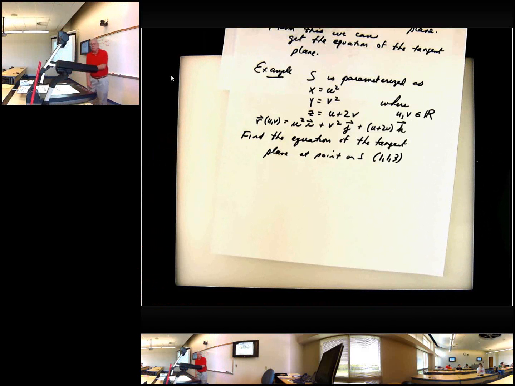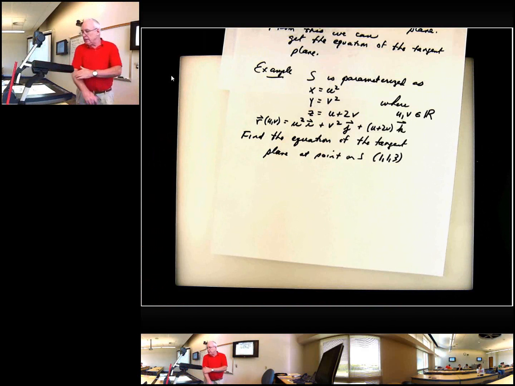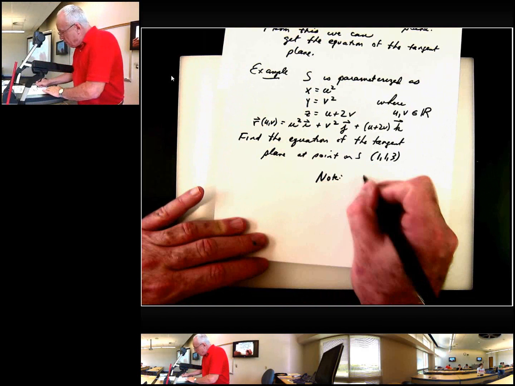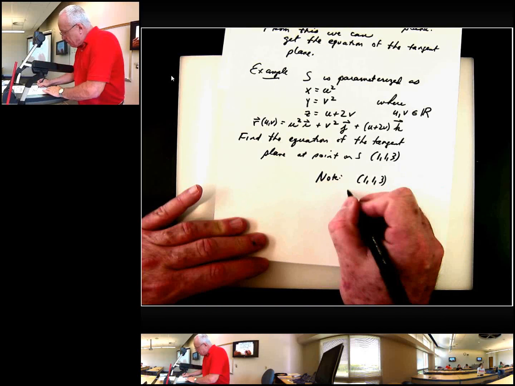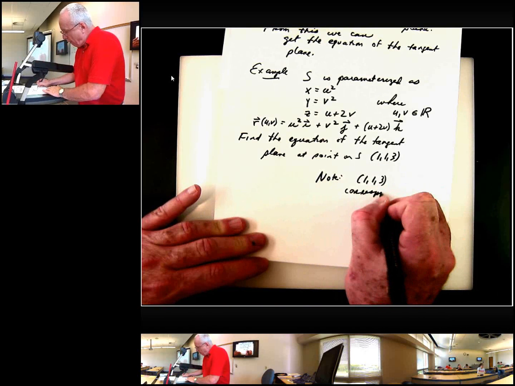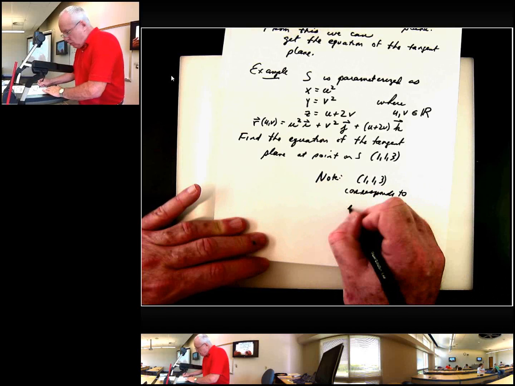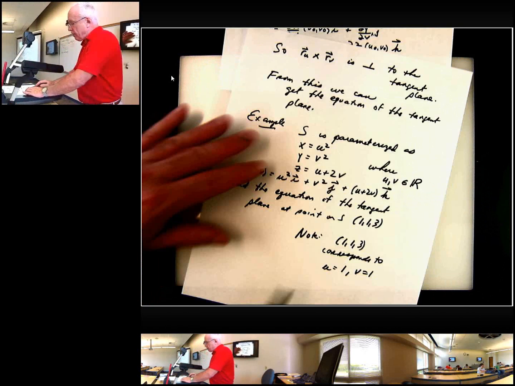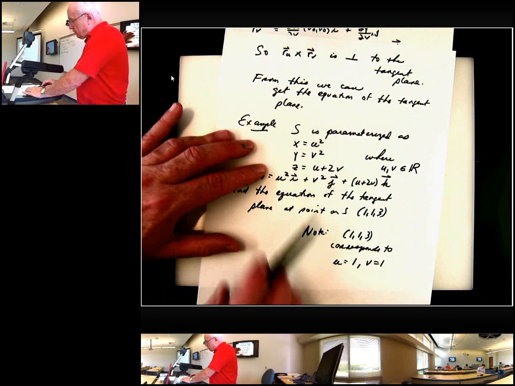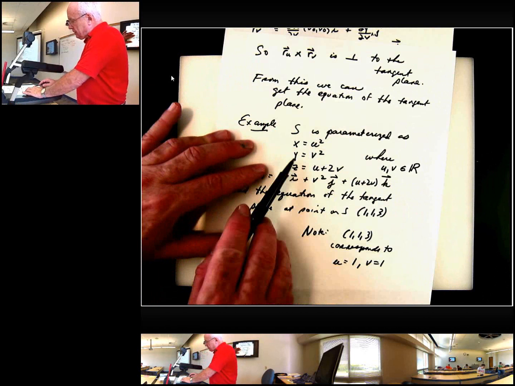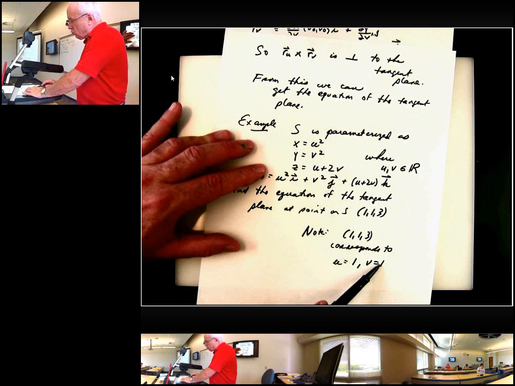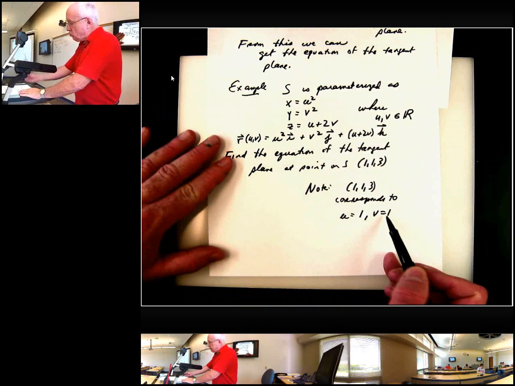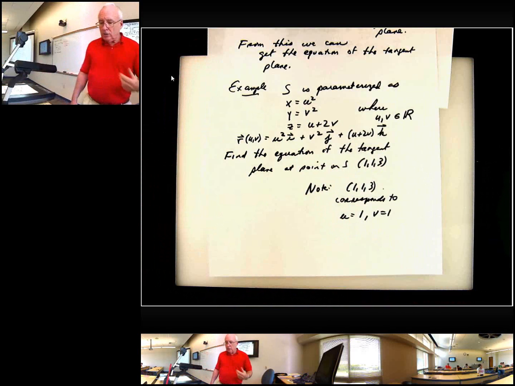Now, first thing I want you to notice is that this point really is on the surface. Note 1, 1, 3 corresponds to u equaling 1 and v equaling 1. Because remember, x is equal to u squared, so that's 1 squared is 1. y is equal to v squared, so that's 1 squared is 1. z is equal to u plus 2v, so that's 1 plus 2 times 1. So that is a point that is on our surface.